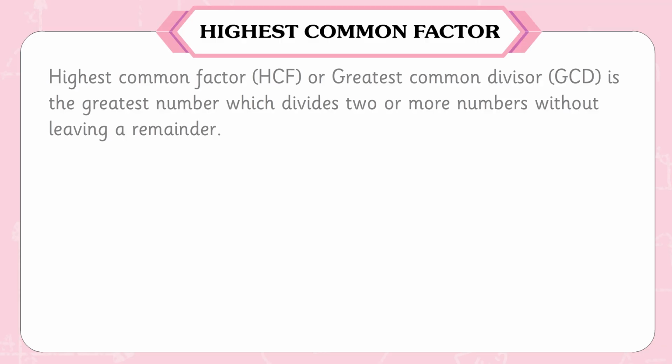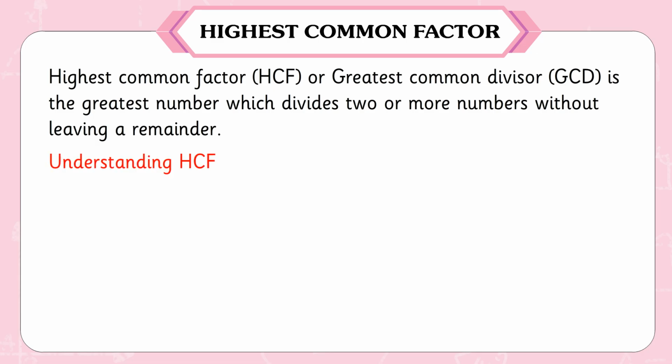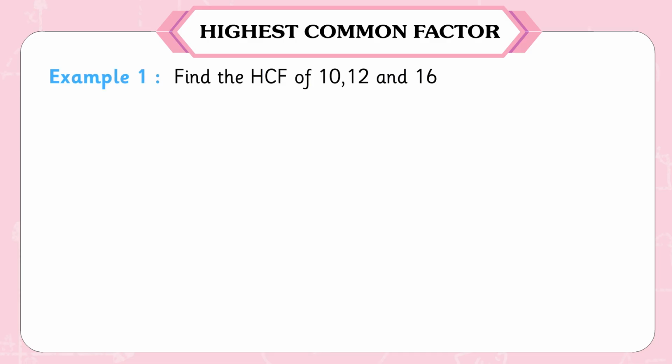Highest common factor. Highest common factor, HCF, or greatest common divisor, GCD, is the greatest number which divides two or more numbers without leaving a remainder. Understanding HCF. Example 1. Find the HCF of 10, 12 and 16.